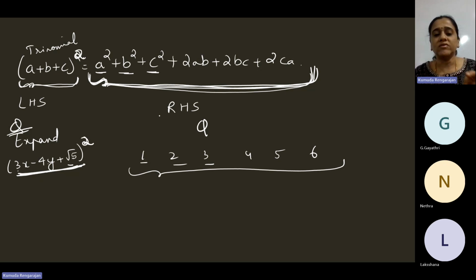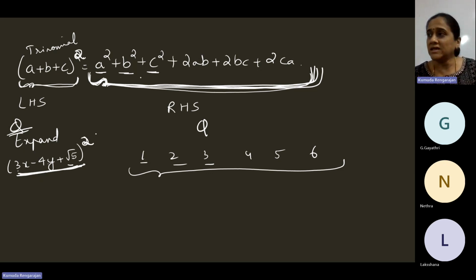So if the question has 6 terms, of which 3 are perfect squares, the heading will be factorize. It will not be expand. The heading will be factorize, and you will have this expression having 6 terms, of which 3 will be perfect squares. Then it means the question looks like the RHS of this identity, so the answer will look like the LHS of the same identity.